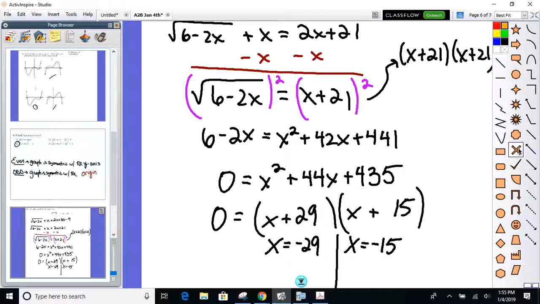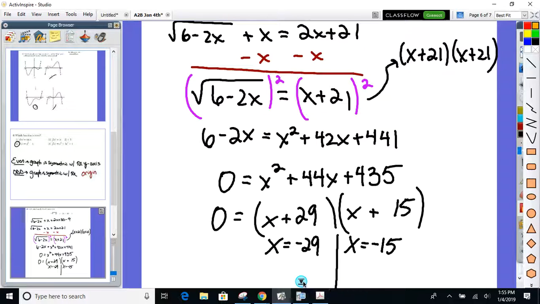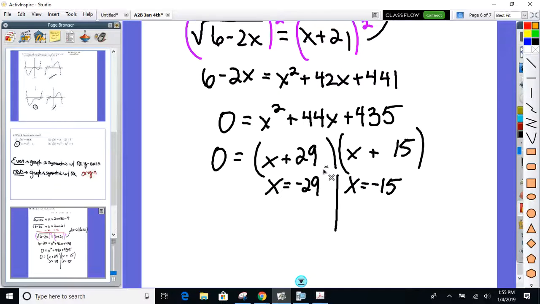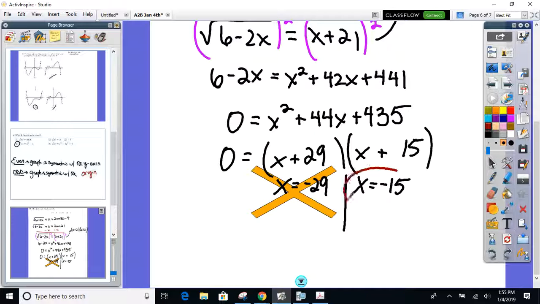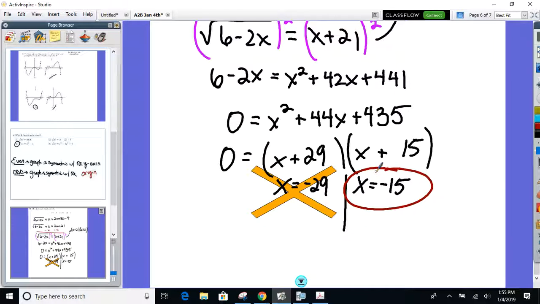So, fellas, like some of your dating lives, we have to reject it. Okay, we're okay there. I know we're throwing a lot at you, 1.5 years worth of material, but any radical equation, got to check your answers.